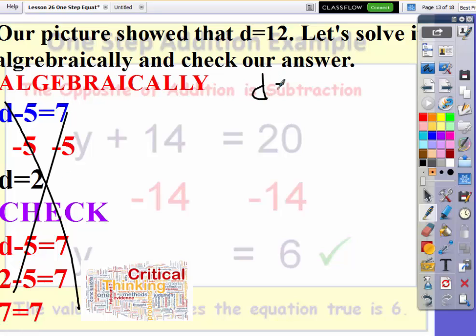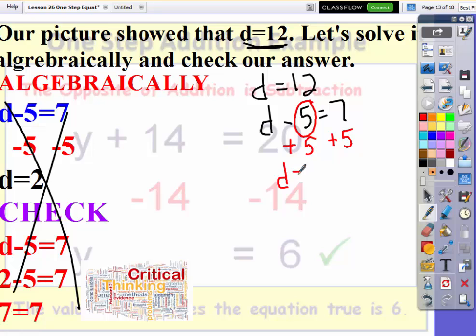So for my previous example, I remember that D equals 12. Let's check it algebraically. Well, I have D minus 5 equals 7. I'm going to look and do the inverse. Here I see my subtraction. So what's the opposite of subtraction? Well, it's addition. So I'm going to be adding something. How much do I add? Well, I see the only number by my D is that 5. So I'm adding that 5. And whatever I do to the left, I do to the right. Then I'm left with D equals, this will be 0, 7 plus 5. That's 12. Does that check out? Yeah, it totally checks out.